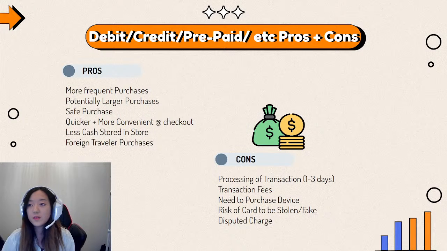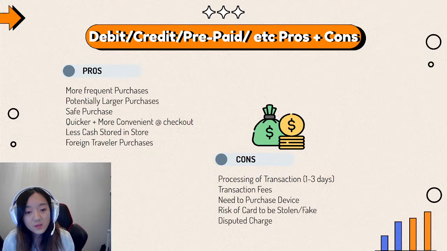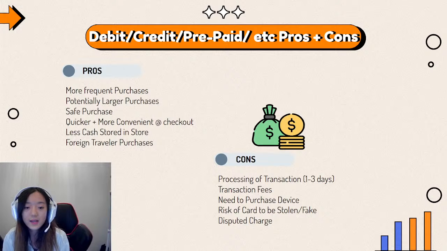Next, we have debit, credit, prepaid cards, and other payment methods. Yes. So, next one I'm sure we are all familiar with because I'm pretty sure we all have these types of cards on hand at all times, right? Yeah. Prepaid cards work like a gift card and can be used at any store. It is a preset amount of money put into a card that can be used for purchasing. The pros of using this method is that it is very common for frequent purchases. It is also better for larger purchases.